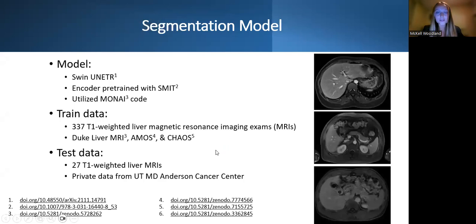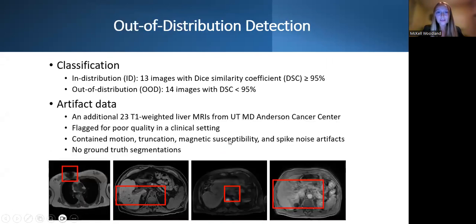We apply our methods to a Swin UNETR segmentation model that was trained on T1 weighted liver MRIs from 3 public data sets. We then test our segmentation model on in-house data. From this test data, once a segmentation model is trained, we split the test data into 2 categories: in distribution for the images that the segmentation model performed well on, such as a dice coefficient over 95%, and out of distribution that the model did not perform well on.